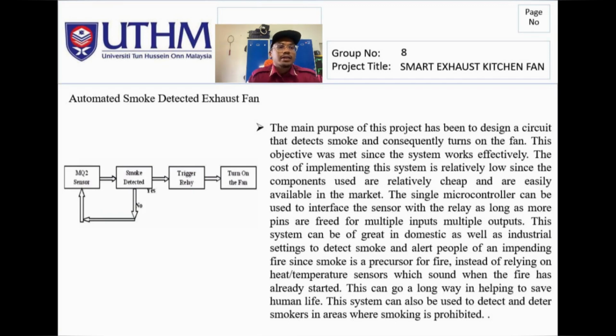Okay, a single microcontroller can be used to interface the sensor with the relay, so that more pins are freed for multiple inputs or multiple outputs. This system can be great in a domestic as well as an industrial setting to detect smoke and alert people of an impending fire, since smoke is a precursor of fire. Okay, that's all about the literature review that we have for our project, Smart Exhaust Kitchen Fan. Thank you.